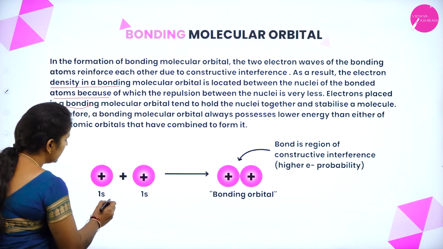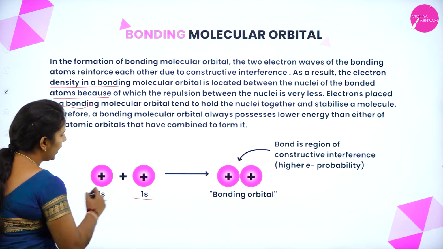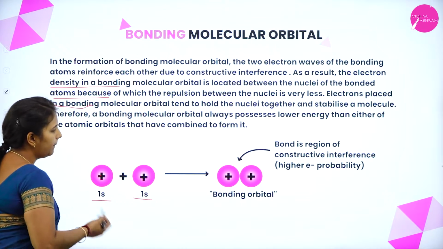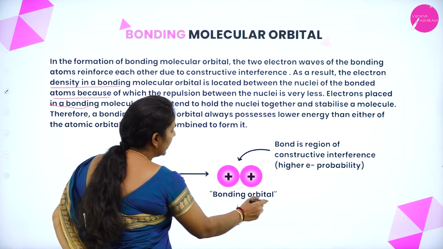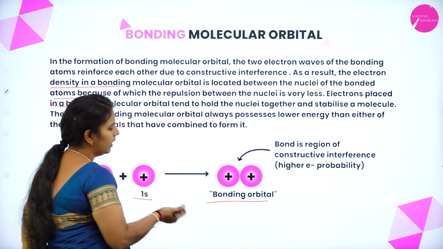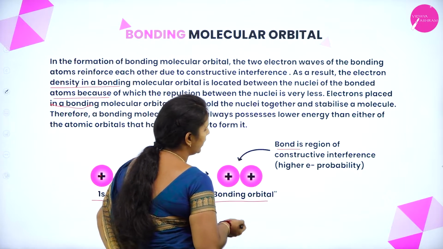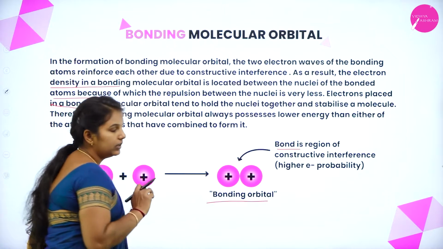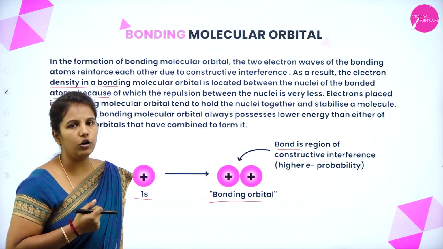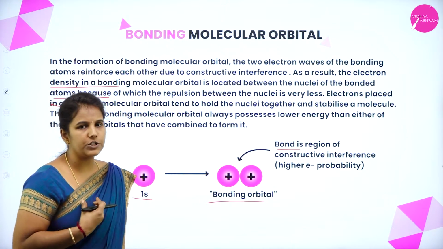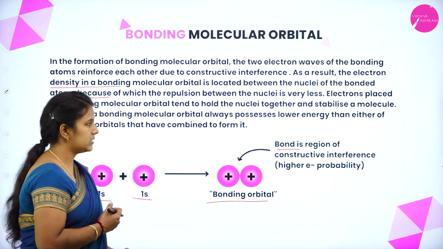Here you can see this. This is one hydrogen atom and another hydrogen atom having a plus charge. When combined, it forms what? Bonding orbital. This shows that the bond is a region of constructive interference, which means that the two atoms are held by the molecular orbital, especially at the nucleus.